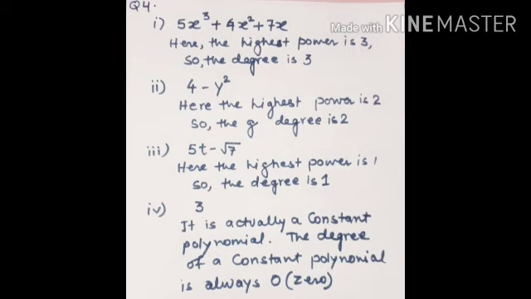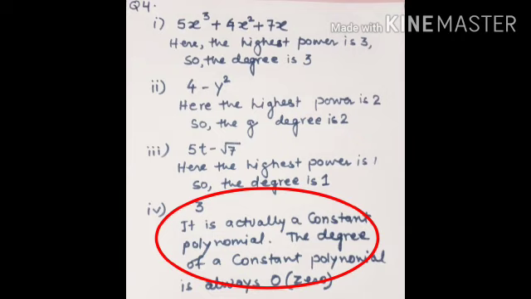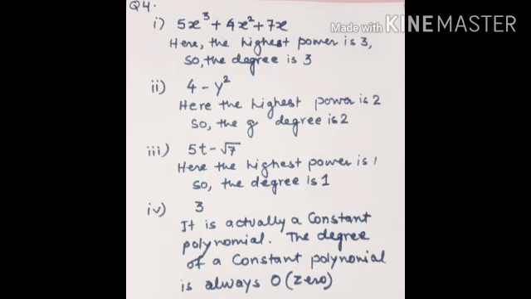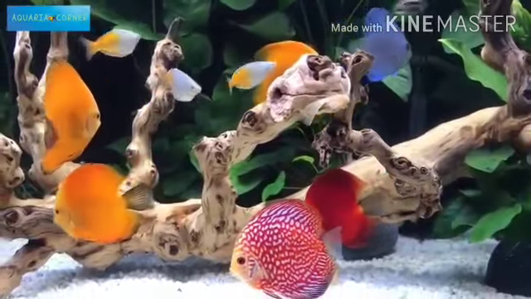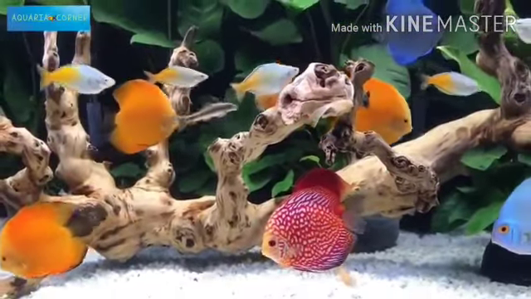Now the next, number 4, is only 3. It is written only 3, so we can see that it is a constant polynomial. Here there is no variable, so we know that the degree of a constant polynomial is 0. Dear students, in this video we have discussed exercise 2.1. The last question of this exercise should be solved by you.